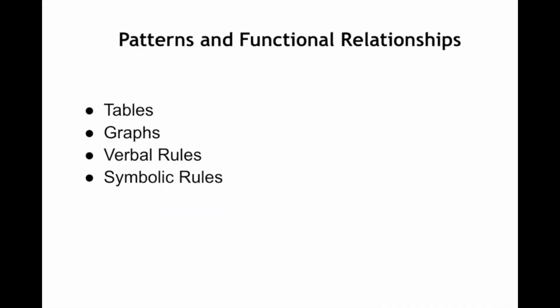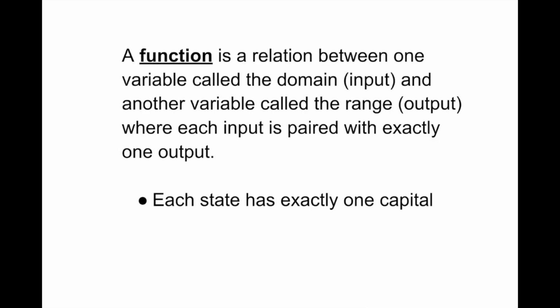Today, we're going to learn about representing patterns, relations, and functions through tables, graphs, verbal rules, and symbolic rules. Let's first recall what a function is. A function is a relationship between one variable called the domain, or input, and another variable called the range, or output, where each input is paired with exactly one output.